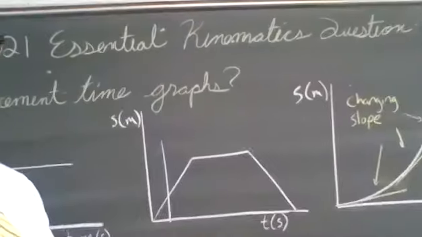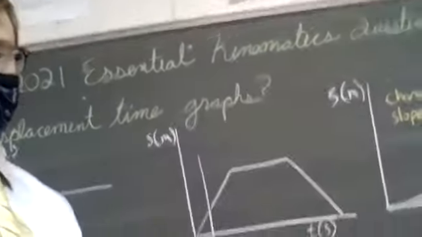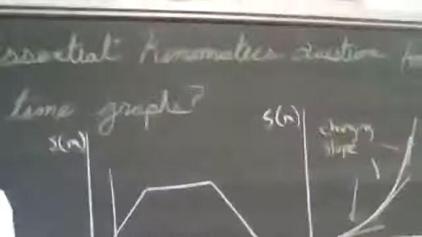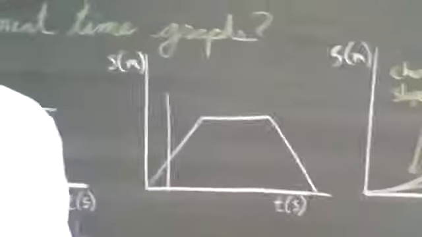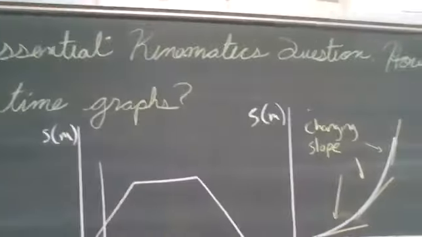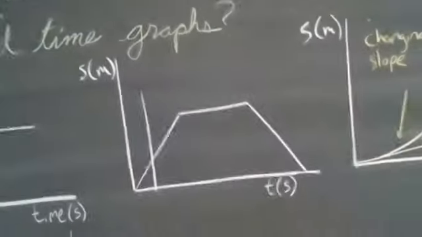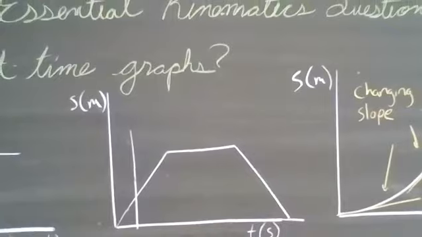If we have a graph like this, a vertical line, that's what would be sort of impossible. You can't be in two places at once. So if you see a vertical line and you read what's on the chalkboard over here, the slope of a displacement time graph gives velocity. And you try to take the slope of that vertical line, you realize it's undefined, right?